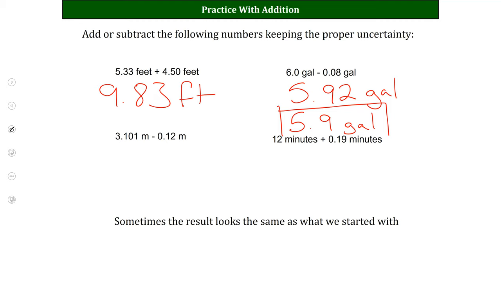Minus 0.12 meters. Let's get our calculator answer. 2.989 meters. So what do we need to do? Where are we rounding it? To what place? We have plus or minus a hundredth or plus or minus a thousandth, so it can be plus or minus a hundredth. So 2.98 meters.